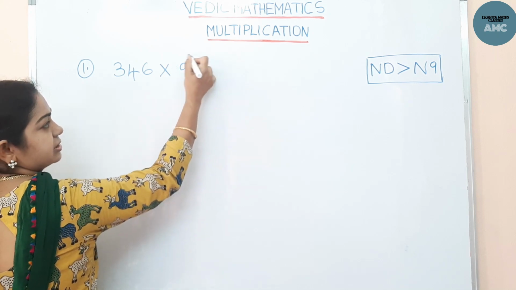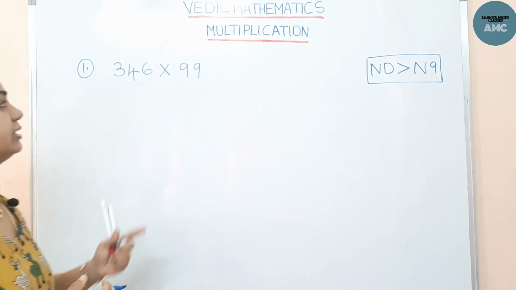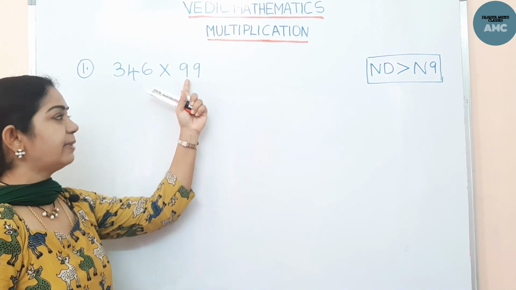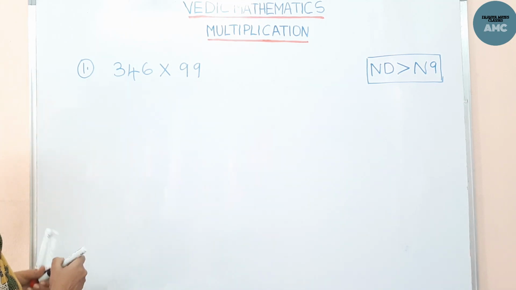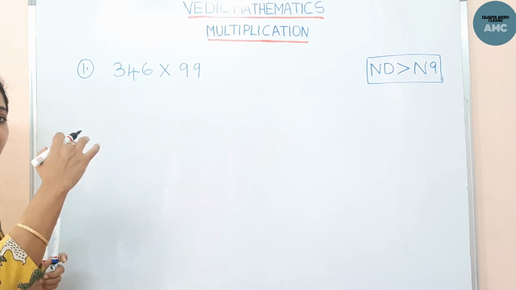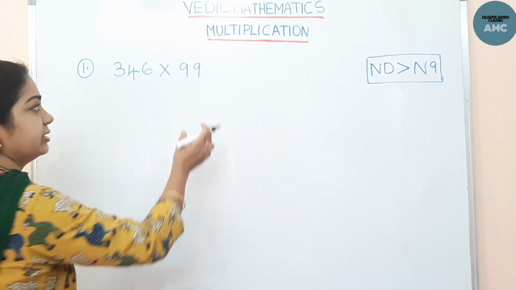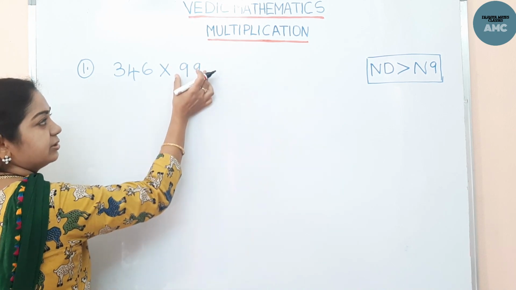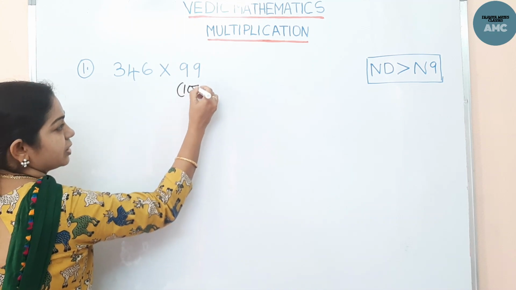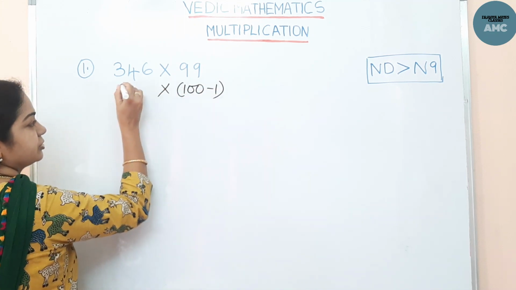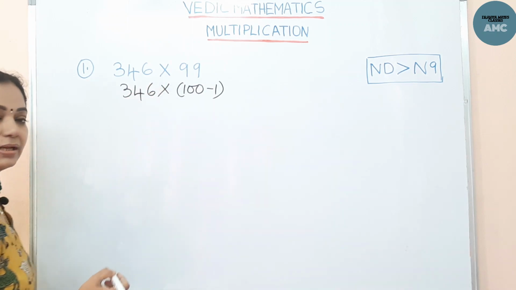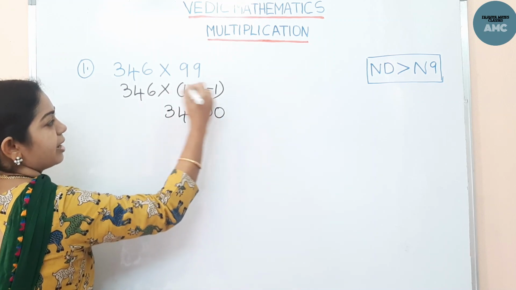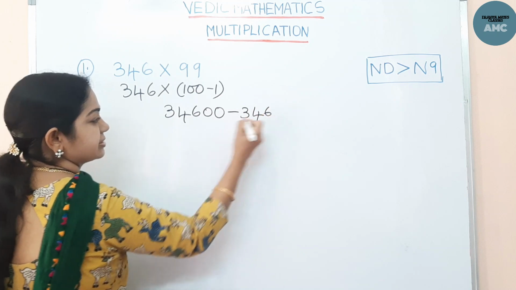This is a 2-digit number, nearing the tens base. Now here this is nearing 100, isn't it? 100 minus 1 I can write. Likewise, if it is 999, it is nearing the 10 base, that means 1000. Here, double 9, so nearing the base of 10, it is near to 100. So I can write this as 100 minus 1, isn't it? So 346, now multiplied with 100, it comes to 34600 minus 346.